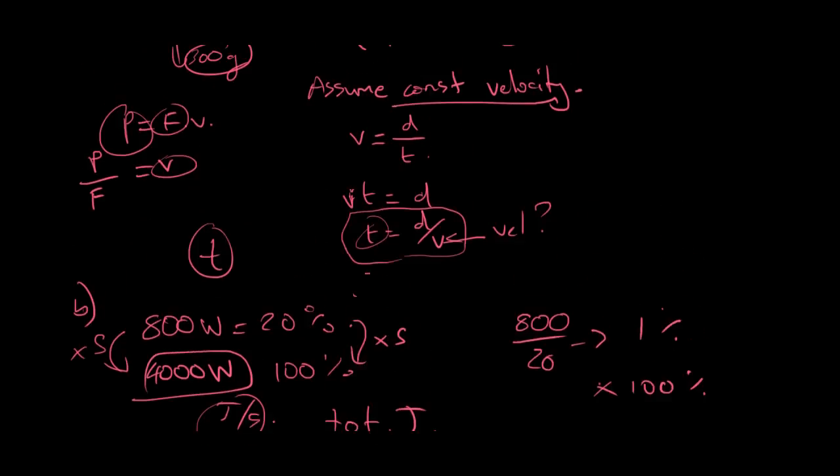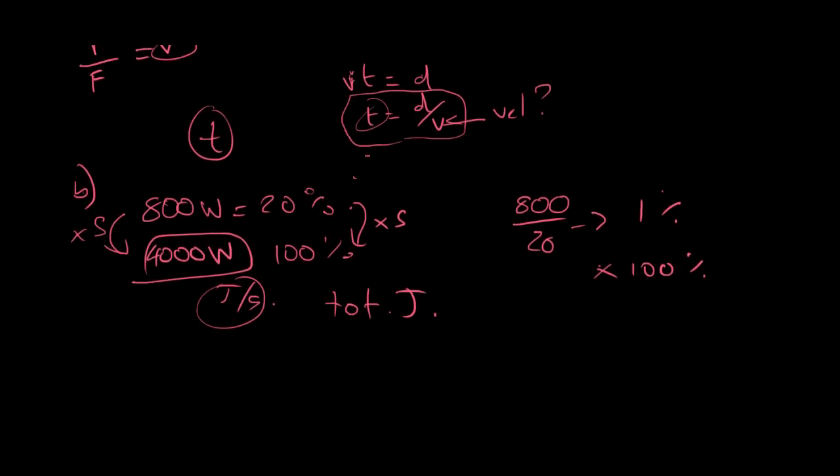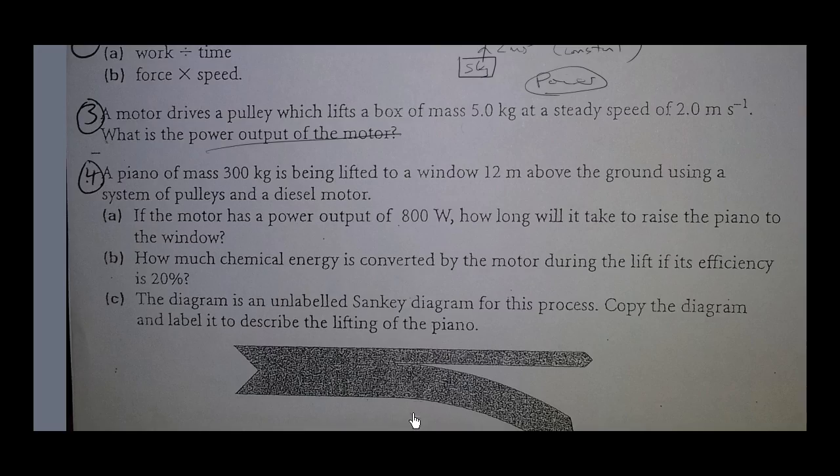So I wanted to finish talking about question 4b from the sheet. Let me see if I can pull up the question. Yeah, this one, 4b. We were looking at how much chemical energy is converted by the motor during the lift if the efficiency is 20%.